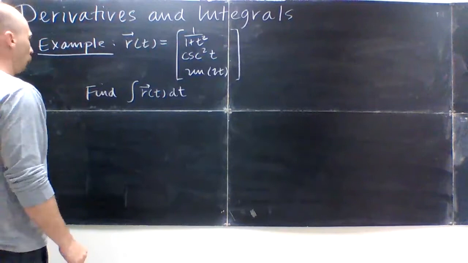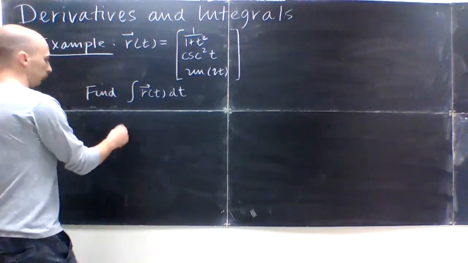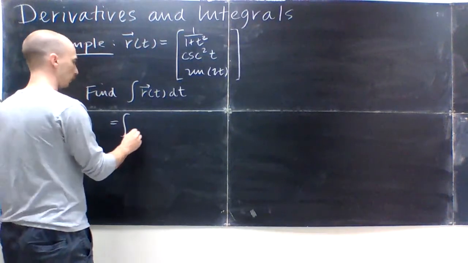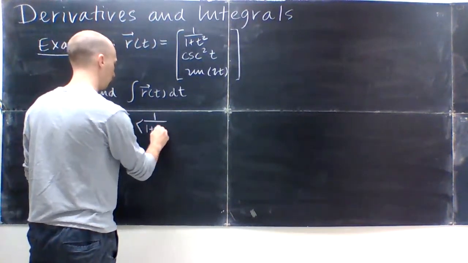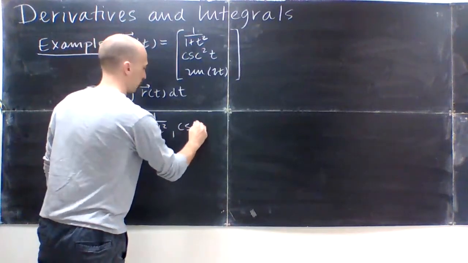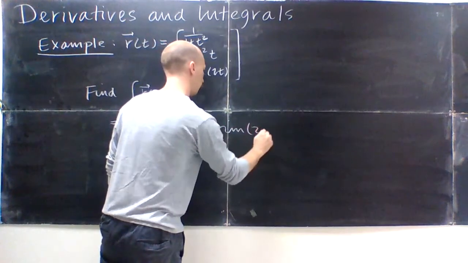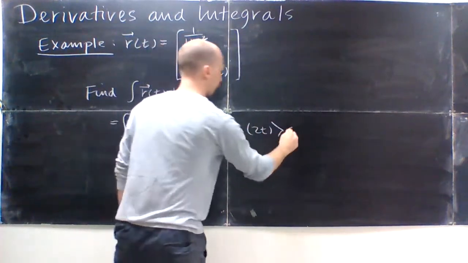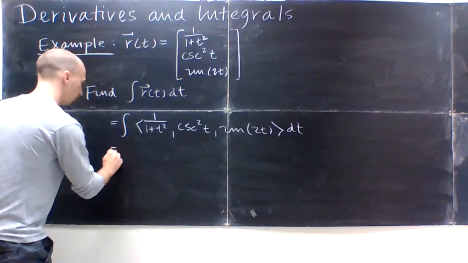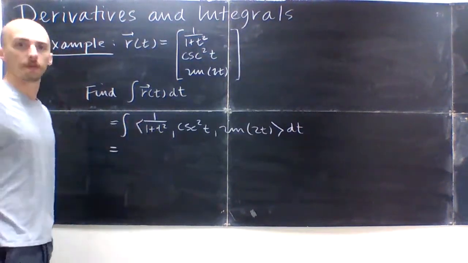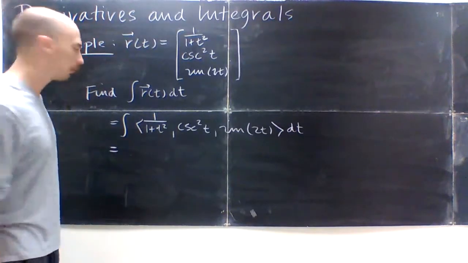All right, well, what I'm going to do is just say, well, this is separately 1 over 1 plus t squared, cosecant squared of t, and sine of 2t, dt. And I'm just going to find an antiderivative for each of the components. Okay, antiderivative for 1 over 1 plus t squared? Maybe you forgot since last year. That's arctangent of t.